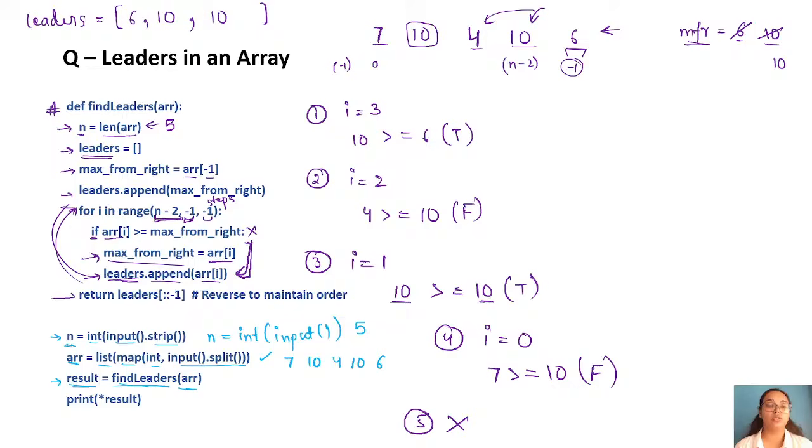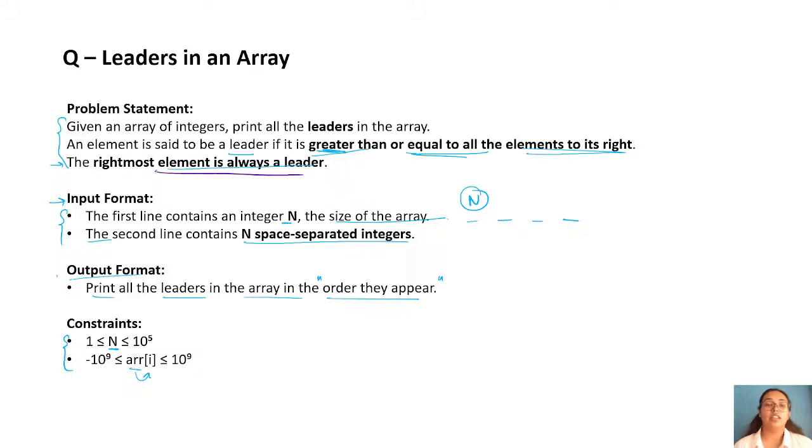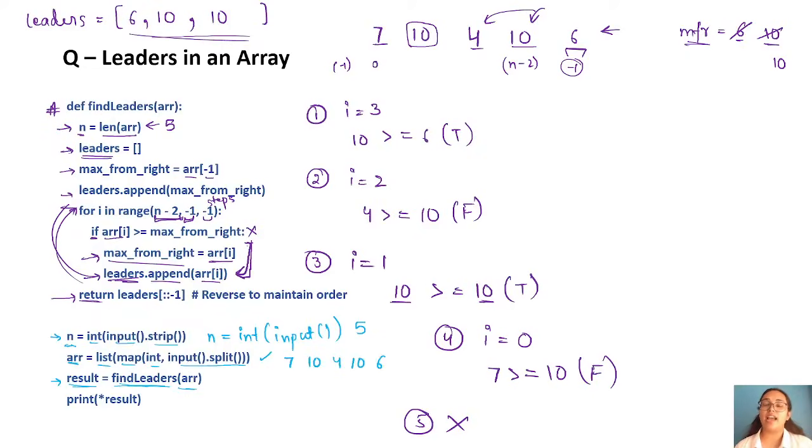We have to come to this particular line. And now there is one thing which you need to understand. Right now, if you see the leaders list, it is not in a proper format. They have told you to print all the leaders in an array in the order they appear, right? And in the actual array, 10 comes first, then 10 comes second, and then third is 6.